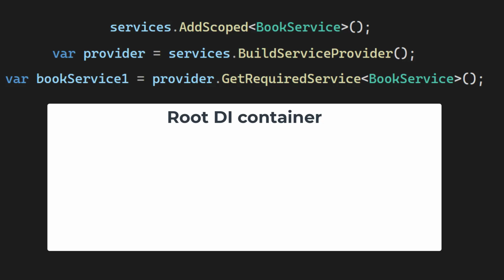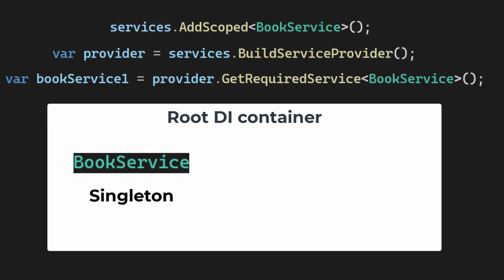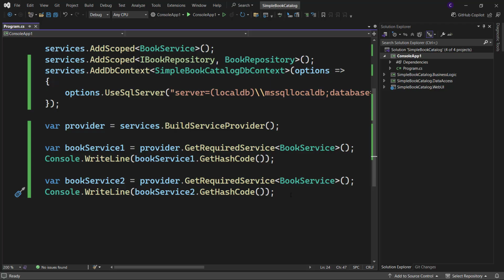So if we try to resolve a scoped service from the root dependency injection container without creating a scope, the service behaves like a singleton. So we have to create a scope manually. In other words, we have to create a custom scope. So how to do that?